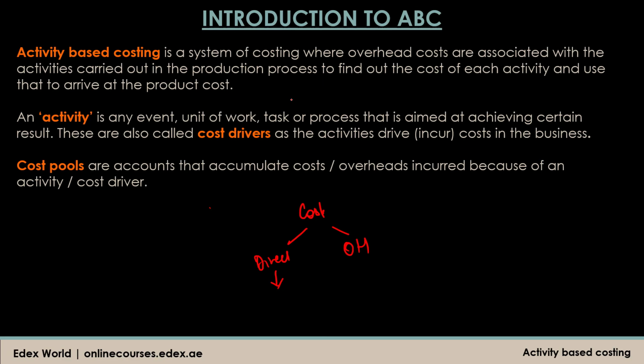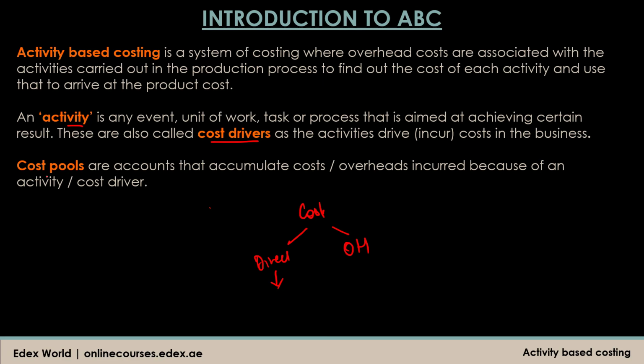So the overheads are first associated with these activities, and then based on the relationship between that activity and the product that is being produced, the overheads are then absorbed onto the output. We'll see exactly how it works when we do the example. So important terms that you have to know: what is an activity? An activity is any event, a process, a task that aims at producing the product or achieving certain results in the organization, and these activities drive cost. So these activities are also called cost drivers.